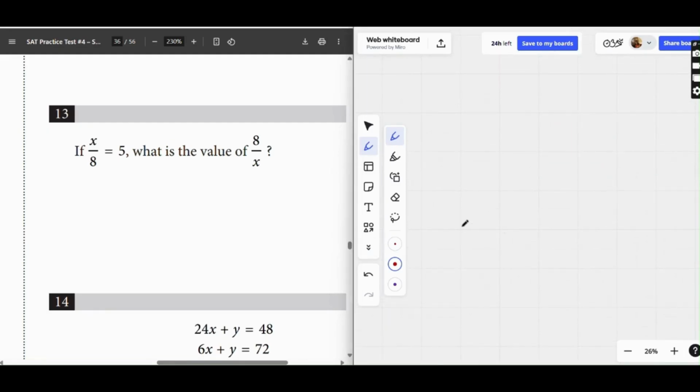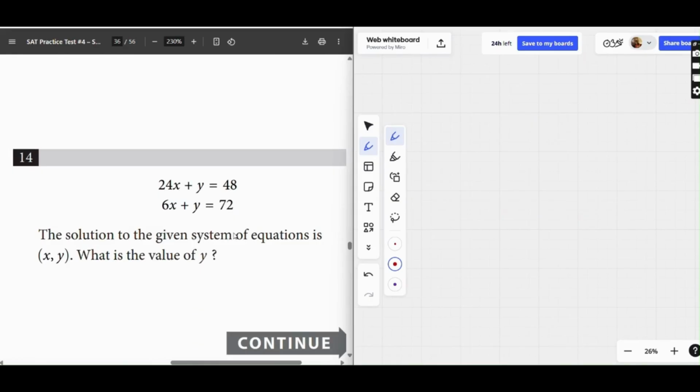And the 14th one. The solution to this given system of equations is x comma 5. What is the value of y? One thing you can do here is use Desmos, type the two equations, and see where the two lines intersect. Or you can simply find the y value by figuring out 24x plus y equals 48 and 6x plus y equals 72.